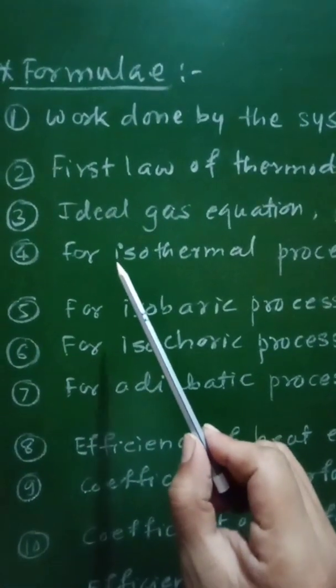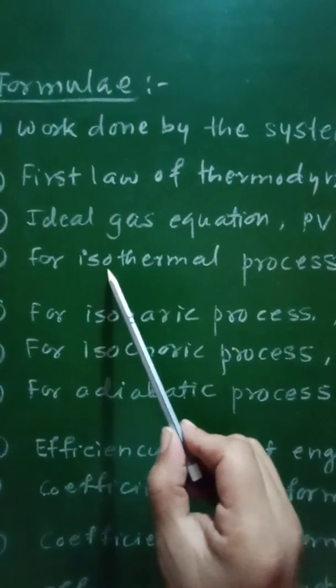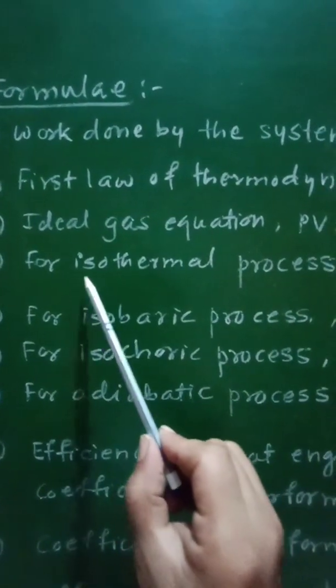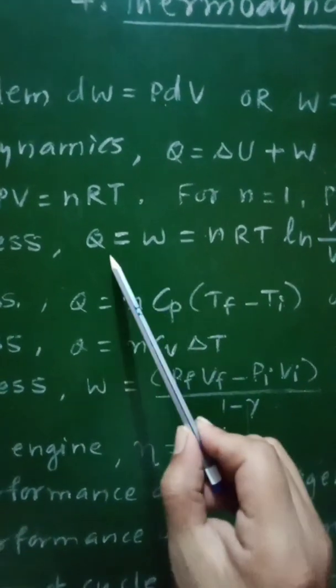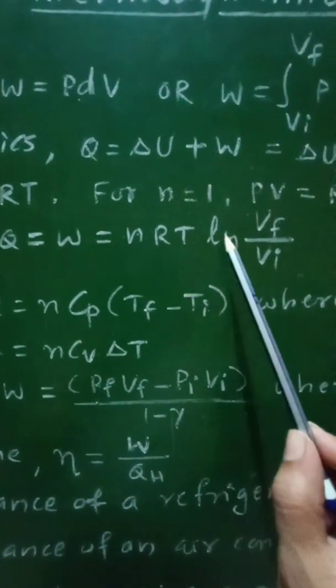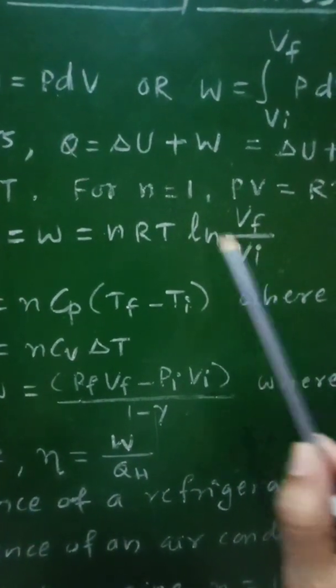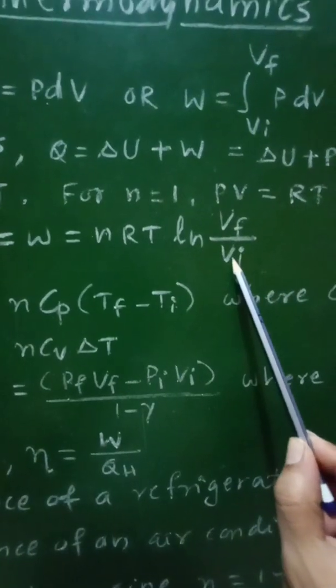Then fourth formula gives for isothermal process. So if the process is isothermal, then for isothermal process, Q will be equal to W. That will be equal to nRT log Vf upon Vi.